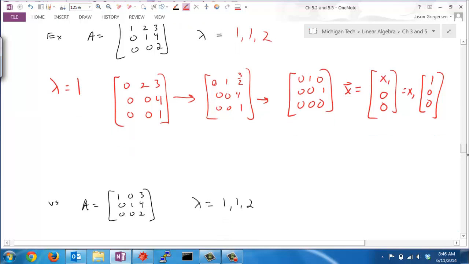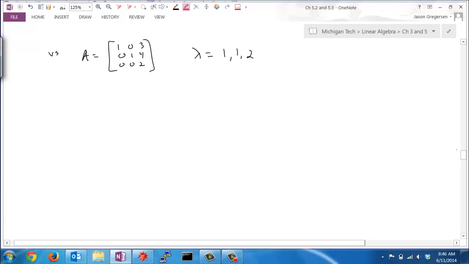What about this one? I changed it a little bit. This is a different matrix. Right, all I did was change one little value here. I turned that one into a 0. Well, let's see what happens. Now I'm going to take this thing. All right, that means that A minus lambda I is 1 minus lambda, 0, 3; 0, 1 minus lambda, 4; 0, 0, 2 minus lambda. There's my A minus lambda I thing.